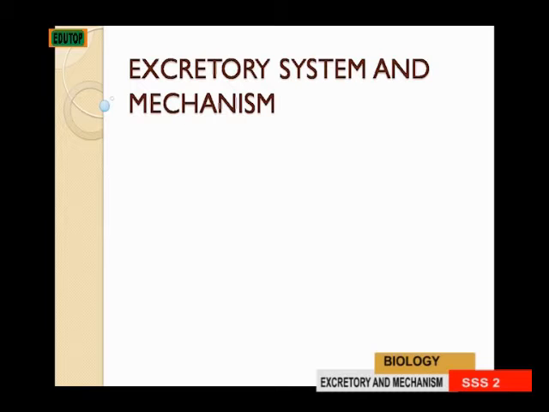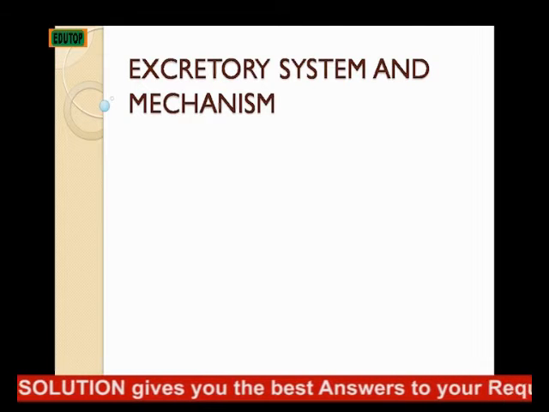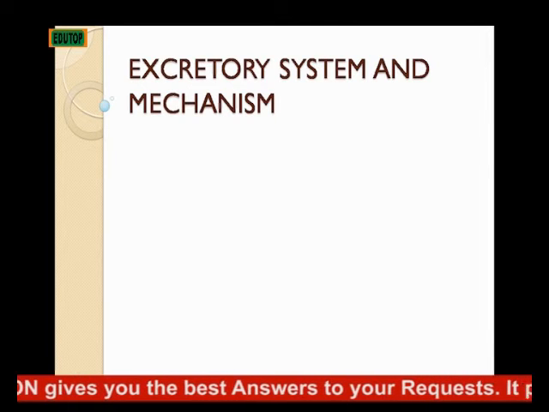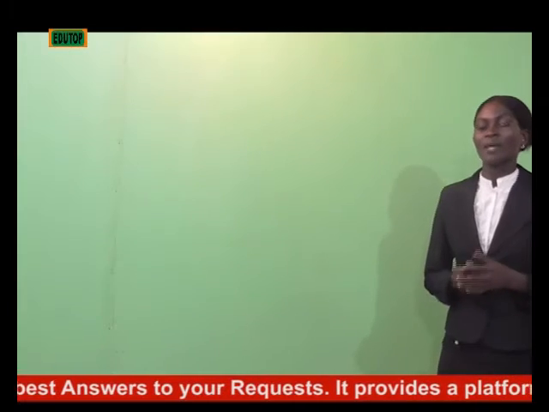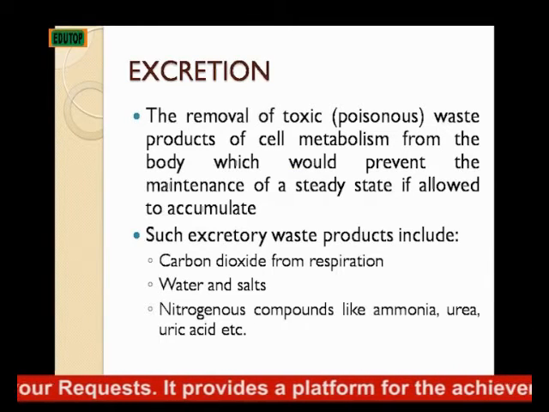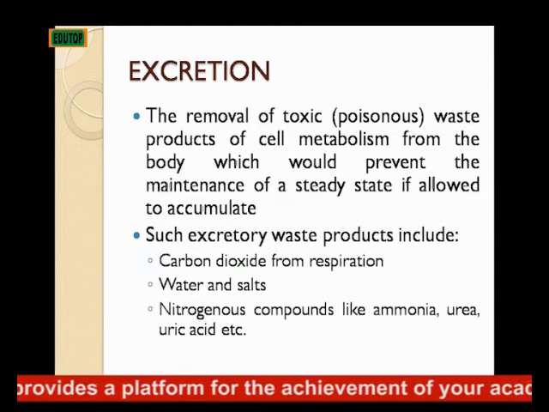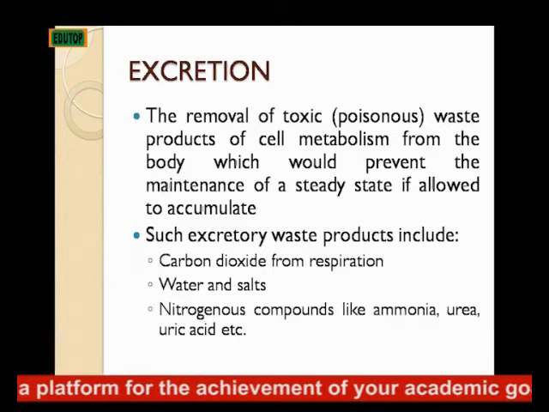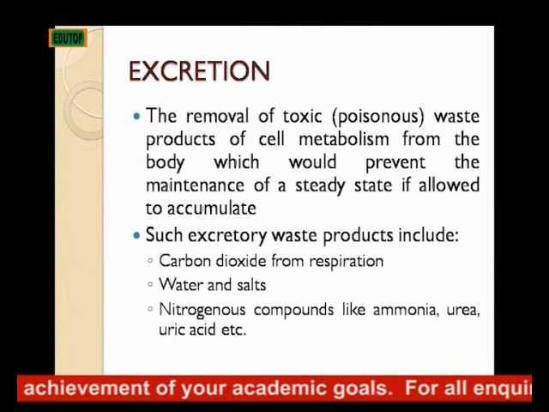We'll now be talking about the excretory system and mechanism. Part of the characteristics of living things, we have excretion there. So we want to look at what excretion is all about. Excretion is the removal of toxic or waste products of cell metabolism from the body. The removal of poisonous waste from cell metabolic activities out of the body.